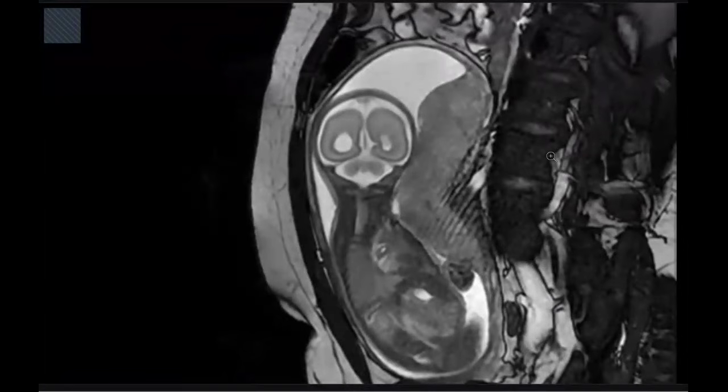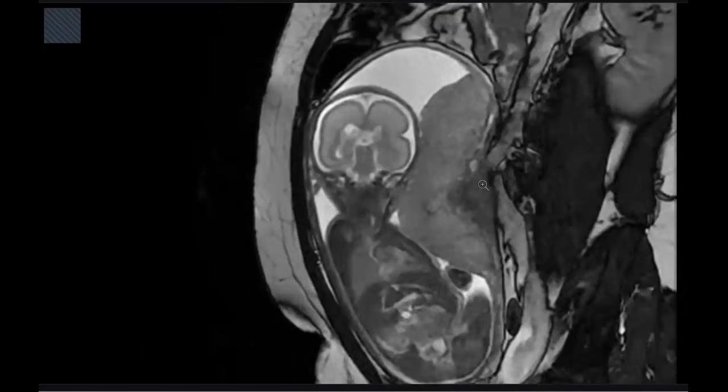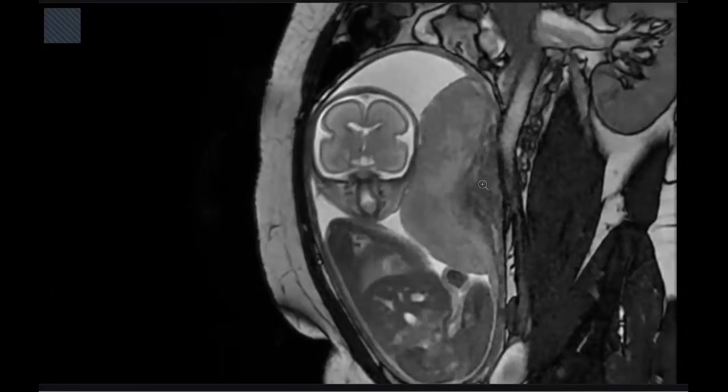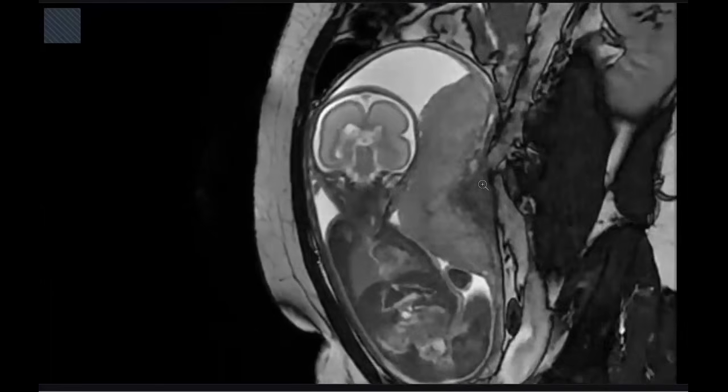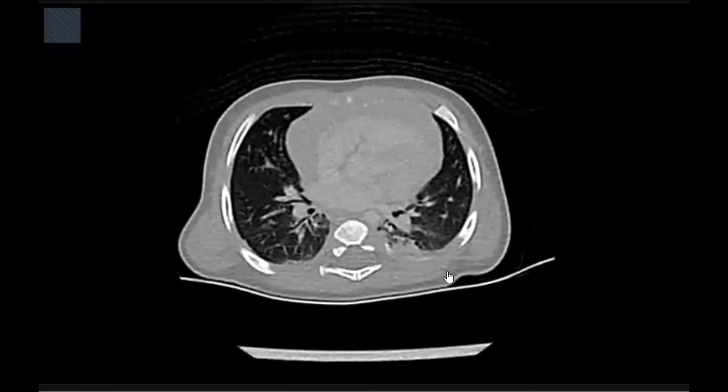I think there is also hypointensity seen. Sorry, doctor, the image is so blurry from my side. I think there is a hypointense area seen also inside the lesion. Oh, sorry, this was not the lesion. Okay, here's the CT scan. You can scroll.